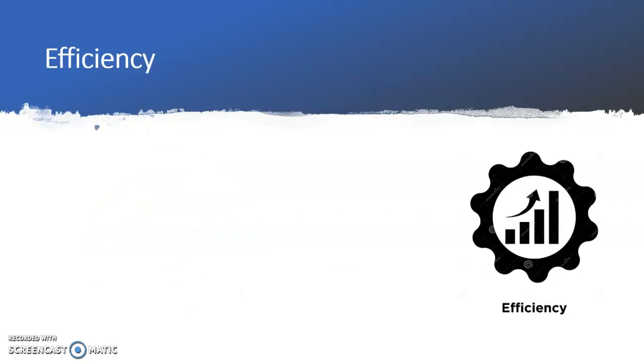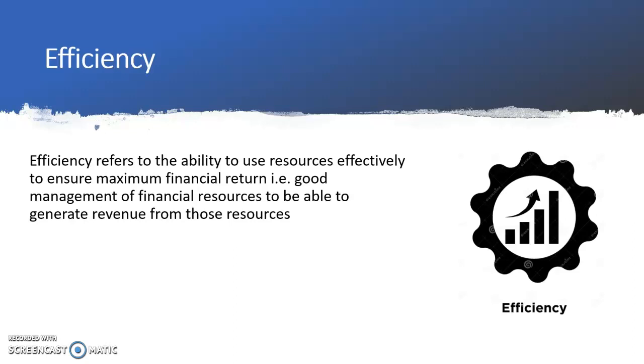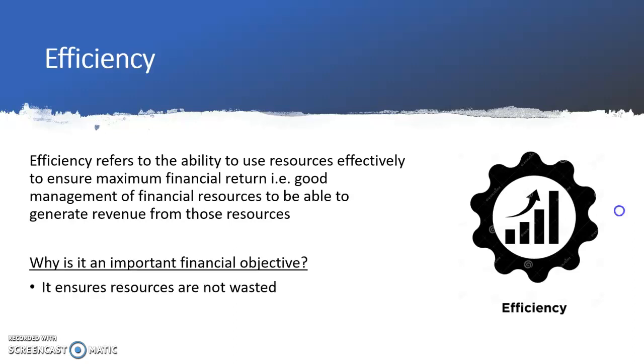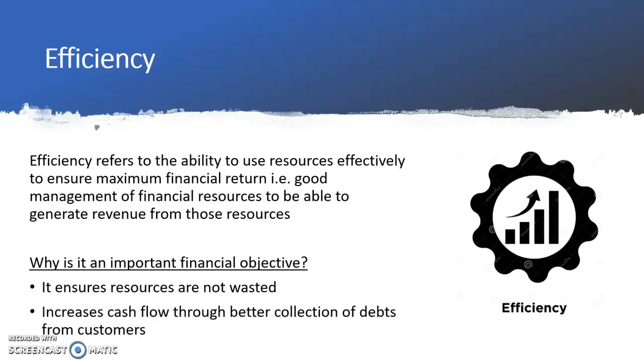Then we move on to efficiency. So efficiency refers to the ability to use resources effectively to ensure maximum financial return. It's about being able to generate the maximum revenue from all of our financial resources. It's important for a range of reasons as well. Firstly, it ensures that our resources are not wasted. So we're not spending more than we should on particular expenses. Secondly, we're going to have better cash flow because we're going to be able to collect our debts in a more timely manner. And so we're getting maximum return from all of those sales that we've offered to customers.